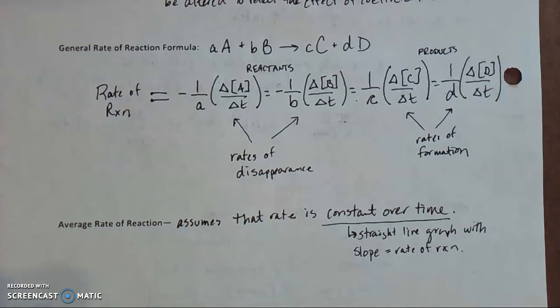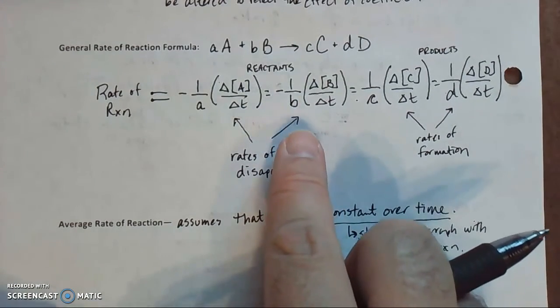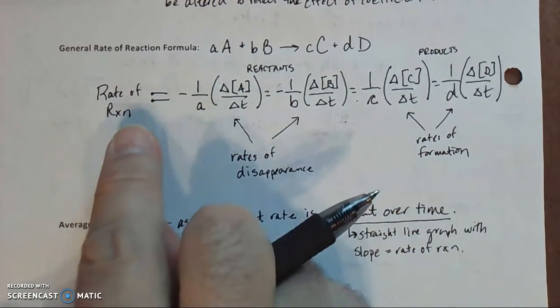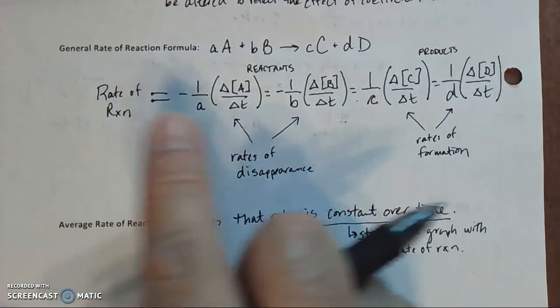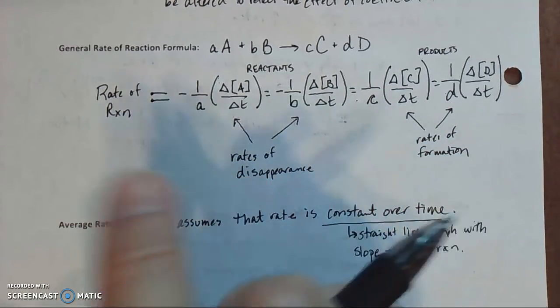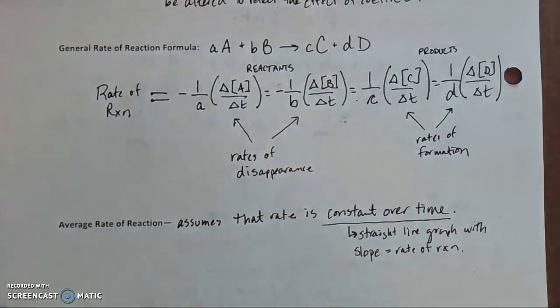So again, if we know data from one of the reactants or one of the products, we can generate a general rate of reaction formula to figure out what is the rate of reaction and what are the rates of formation and rates of disappearance of substances within that reaction.